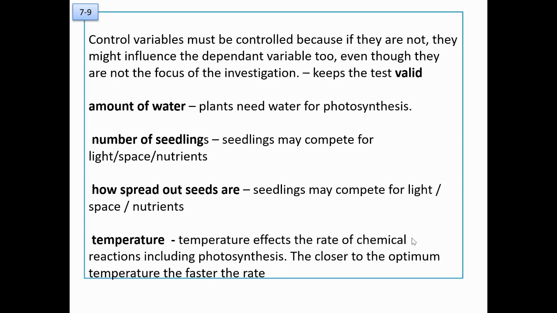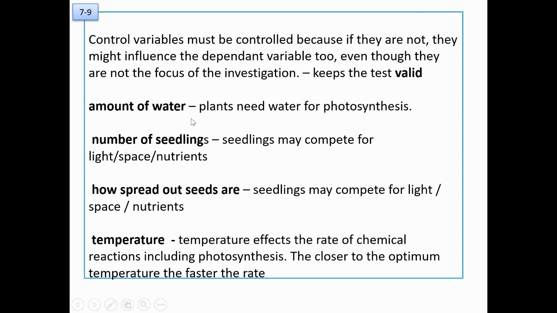And then finally, what's the point of a control variable, and what are they, and why do we have them? Control variables must be controlled, because if they're not, they might influence the dependent variable too. Even though they are not the focus of the investigation, this keeps the test valid. That should really be a key word for today.